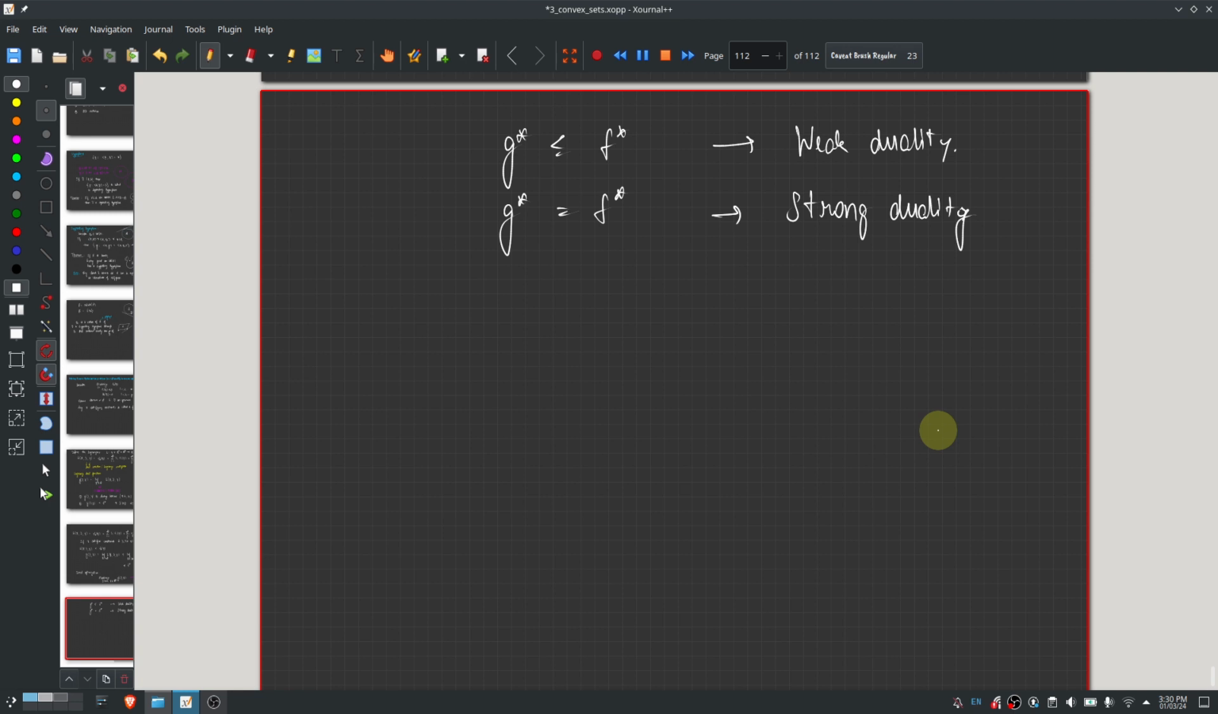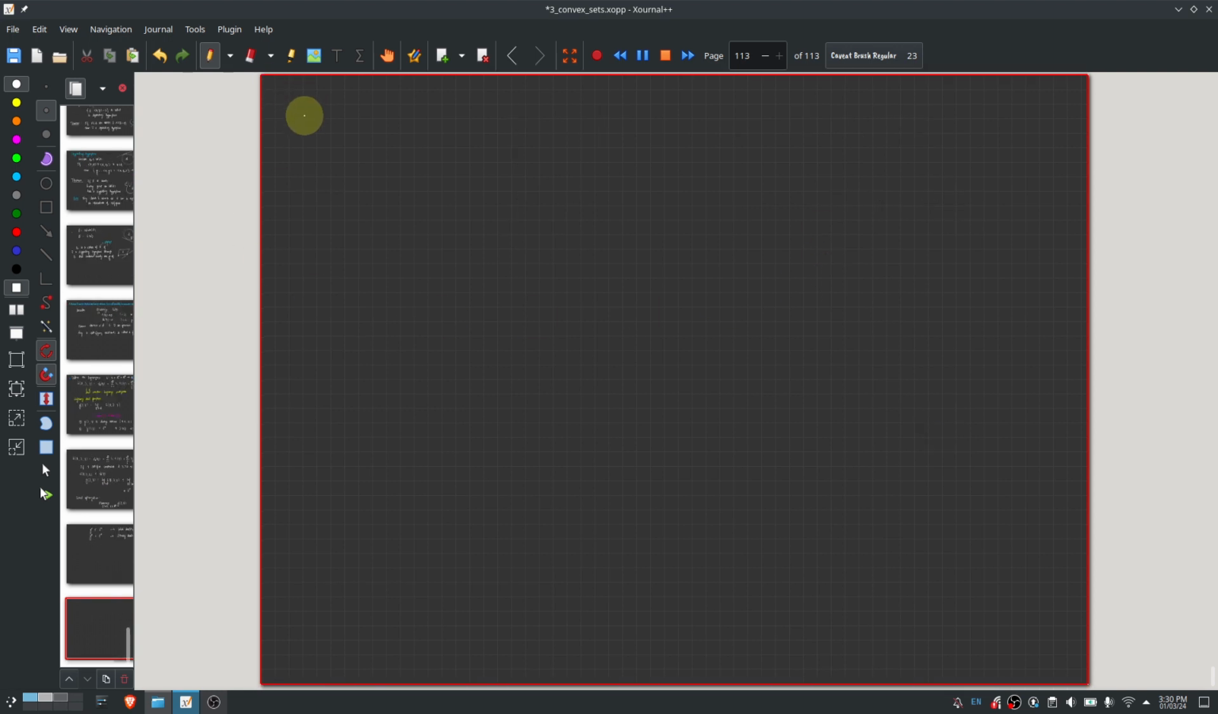So to get a sense of this, let's look at an example, a simple linear programming problem. We'll see the primal, or the original optimization problem. We'll try to construct the dual optimization problem and see what they look like and if the values match. So let's take a very simple example.